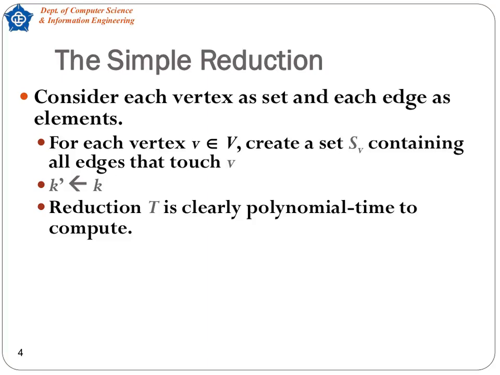Building on our vertex cover formulation, we now translate it into a set cover instance by treating each vertex as a set and each edge as an element. Concretely, for every vertex v in V, we create a set S_v that contains exactly the edges incident on v. We leave the size parameter unchanged, setting k' equals k, so any vertex cover of size k corresponds directly to a set cover of size k. Because this construction only involves listing each edge under its endpoints, it clearly runs in polynomial time.